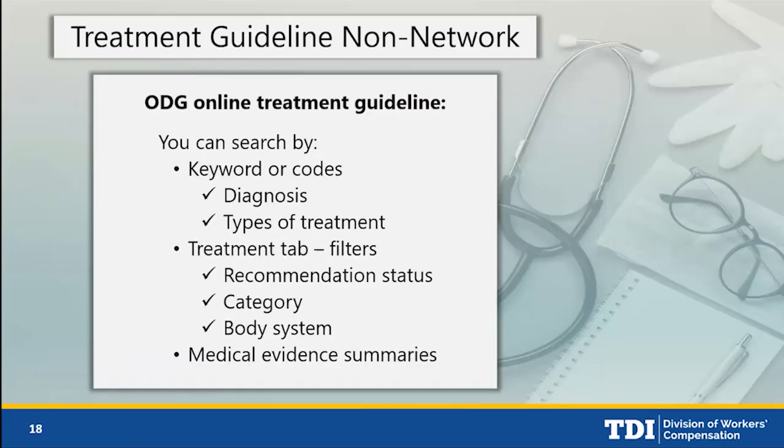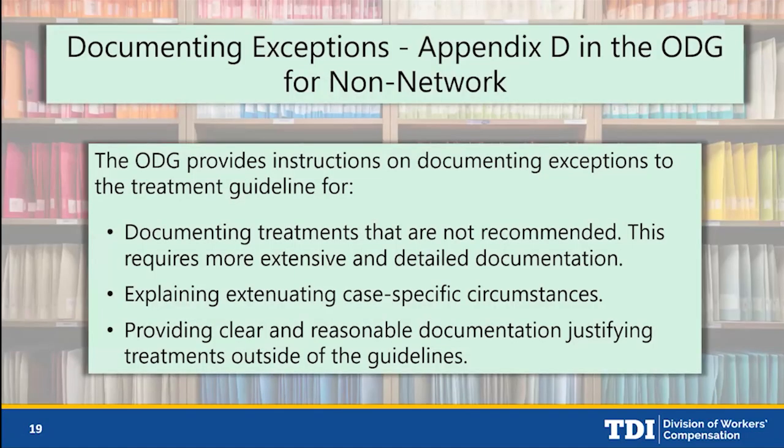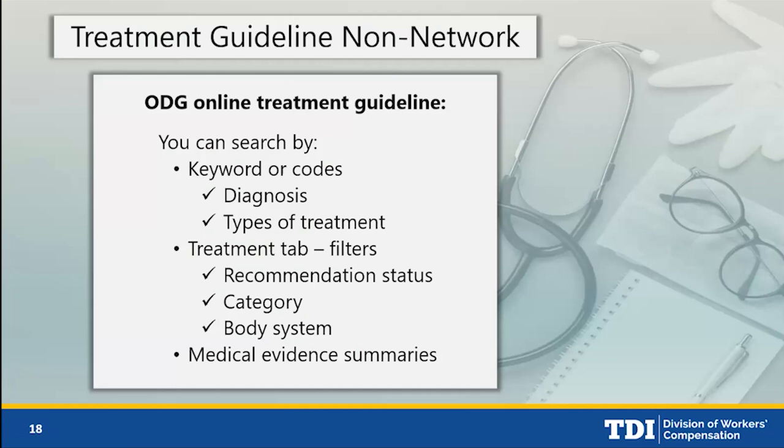All right. So again, you can search by keyword, diagnosis, types of treatment, recommended status, whether it's recommended or not, categories, body systems, and then those studies. Also, let me go back to that slide. If you are someone that prepares these requests for pre-authorization, it's really good for you to have this and to be able to go in there and look at that information so that way you can put it in your request. So make sure that the people in your office know how to do that.